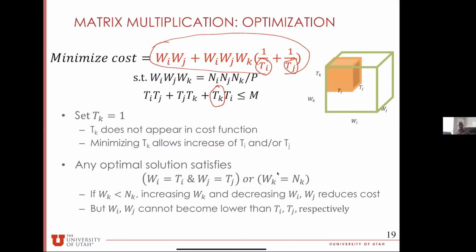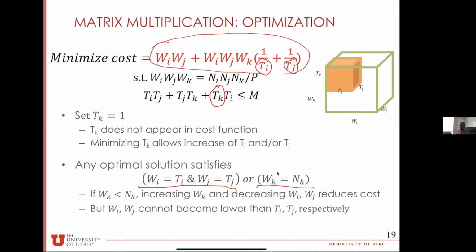Then another observation that's key to the analytical solution is that we can easily reason that any optimal solution to this cost function must satisfy one of these two conditions. Either Wk, the tile size along K, should be equal to the problem extent Nk, or it must be the case that the local and work partition sizes Ti and Tj must be equal to Wi and Wj respectively.